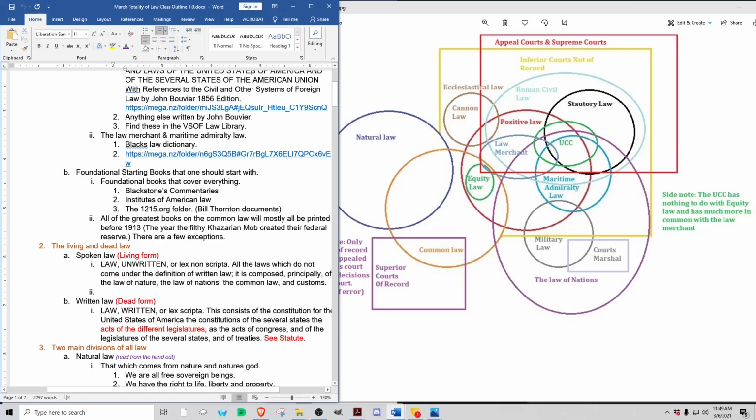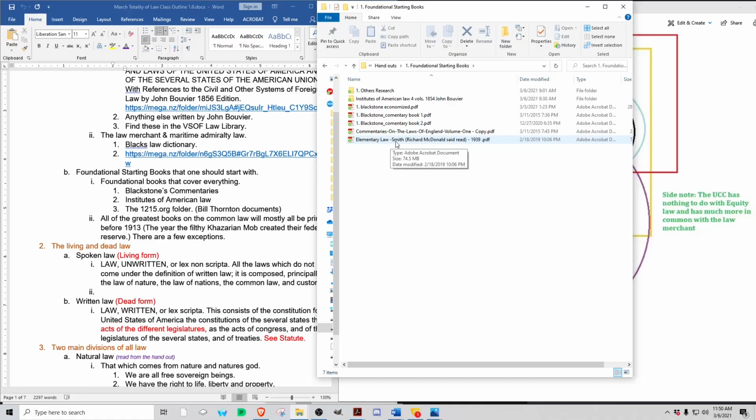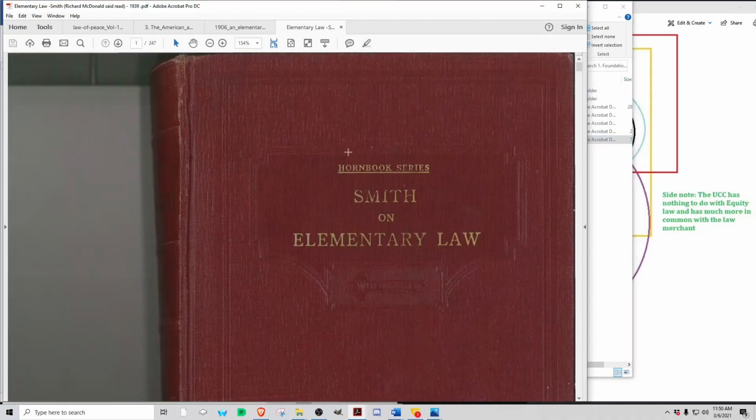That was the year that the filthy Khazarian mob created their Federal Reserve System. There are a few exceptions, as I said, the book regarding elementary law. So elementary law, this was in 1939. But this was like one of the last times that they'd printed a book before they'd really altered everything, because it takes years to create a book this extensive.